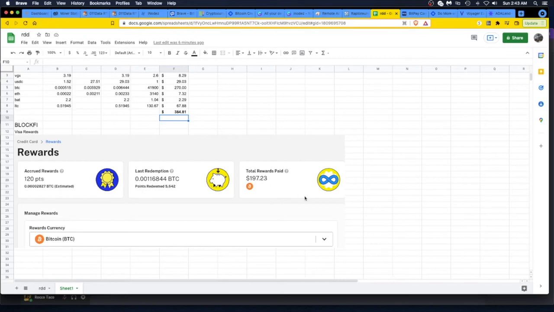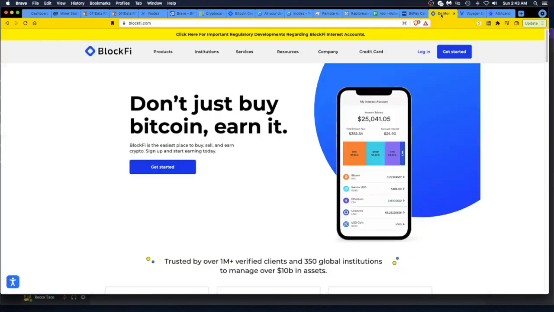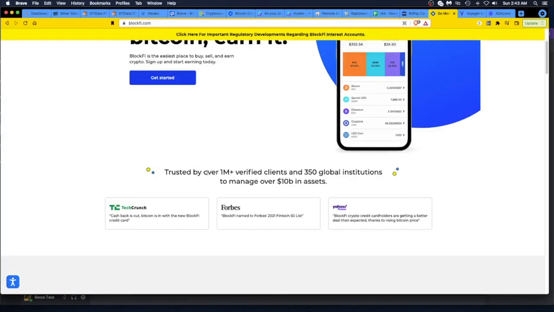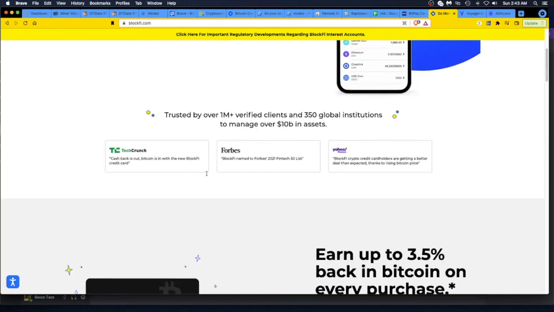And so far I've made about 197, 200 bucks, you could say, in rewards for using the BlockFi Visa card. And I've been using it to buy my crypto stuff, my GPUs, my CPUs, my boards, all that stuff. And why not get paid in crypto for buying the stuff you use to mine?